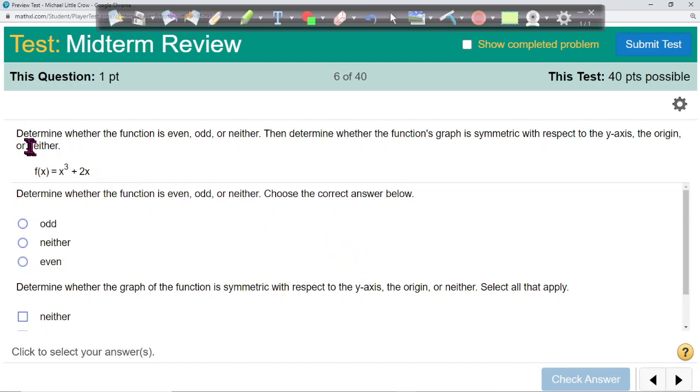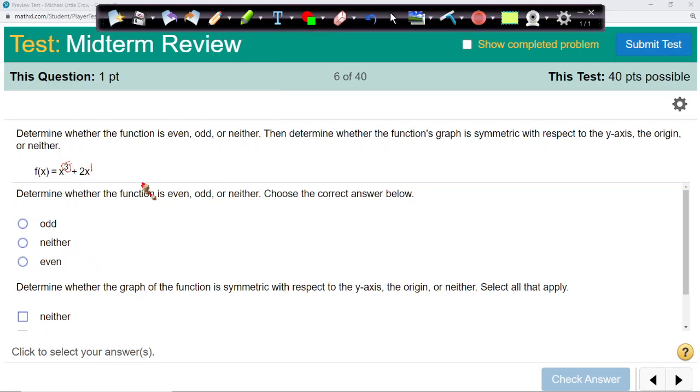I sure hope so. Determine whether the function is even, odd, or neither. Then determine whether the function is symmetric. Now, we'll do it both ways, but the easiest way I spot even, odd, or neither is I look at the exponents. This is a 3, and actually this is x to the first power. That's an odd number. All the exponents are odd. It is odd. Okay, it is an odd.